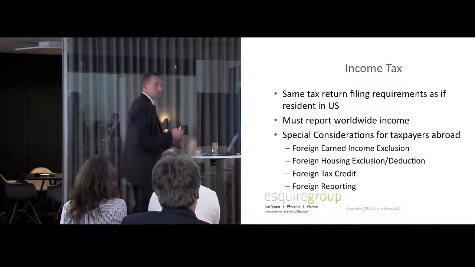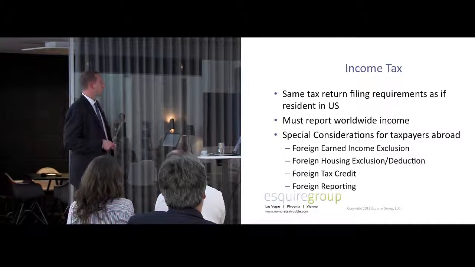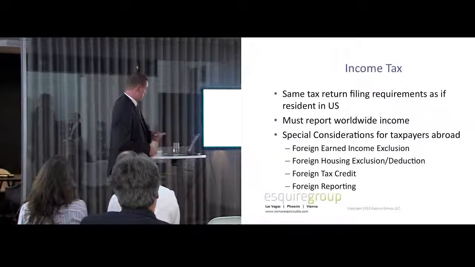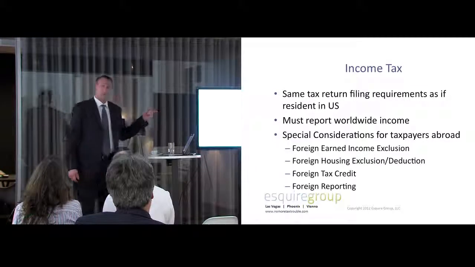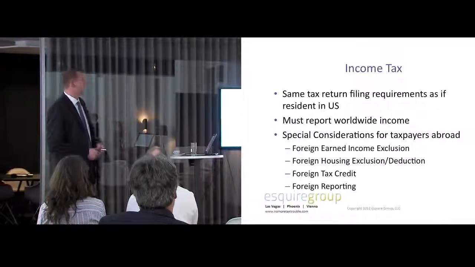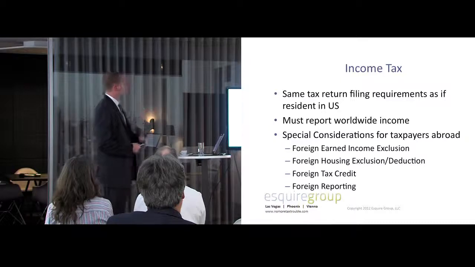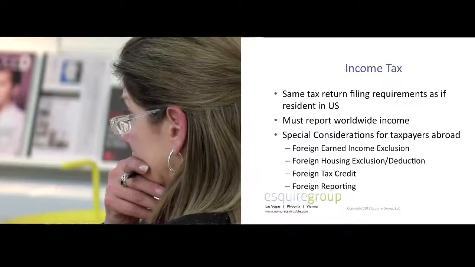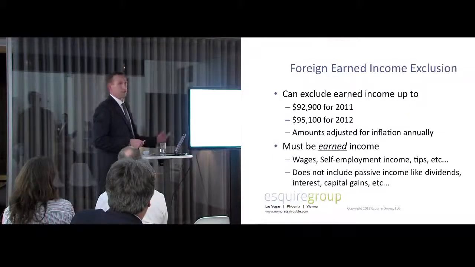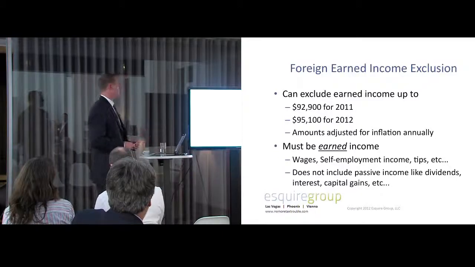So any interest, dividends, wages, whatever that you've earned anywhere in the world needs to be reported in the United States. Now, there's a couple of special considerations that give some relief so that you don't get double taxed. And that's the foreign earned income exclusion, the foreign housing exclusion or deduction, foreign tax credit, and then there's some additional foreign reporting.